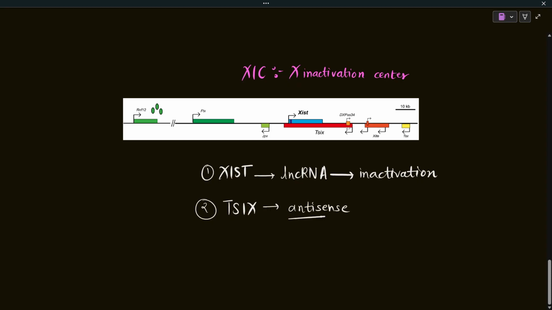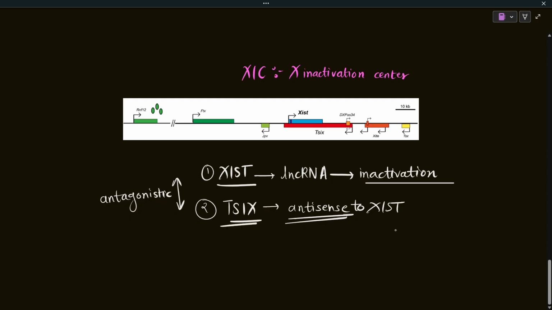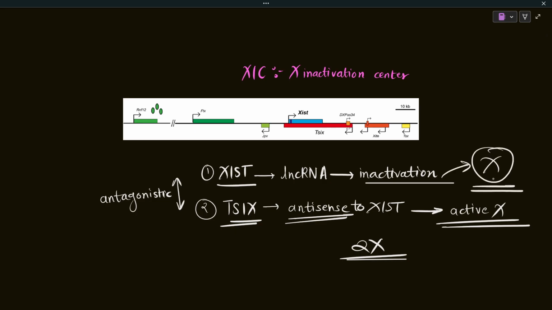As it is antisense to Xist, both of them have antagonistic, opposite roles. If Xist does the inactivation of the X chromosome, Tsix inhibits the inactivation. Whenever there is high expression of Tsix RNA, that is going to result in the active copy of the X chromosome. Whenever Tsix expression is high, both of the X chromosomes will be active. Whenever there is high Xist expression, one X will be inactivated. So there will be only 1X dosage, and Tsix will result in 2X dosage.